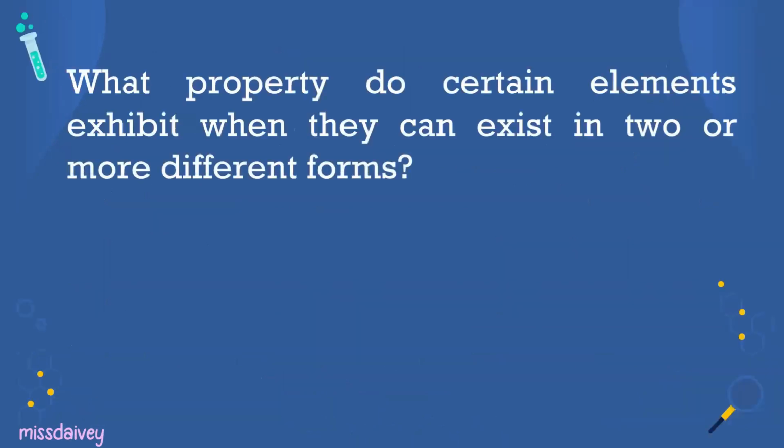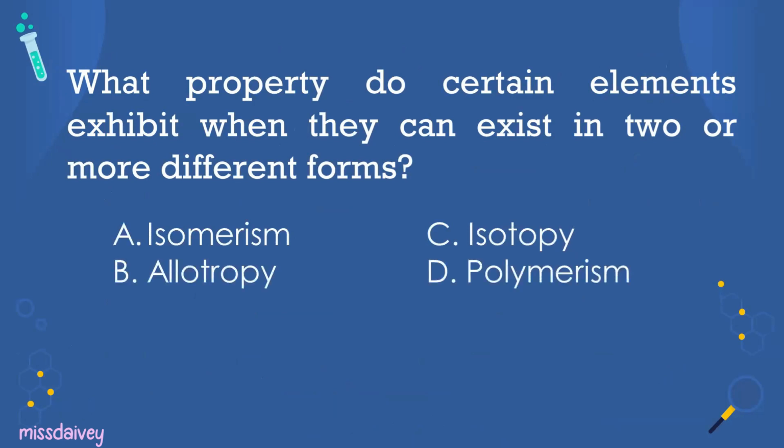What property do certain elements exhibit when they can exist in two or more different forms? Is it A. Isomerism, B. Allotropy, C. Isotopy, or D. Polymerism? The correct answer is allotropy, or allotrope.